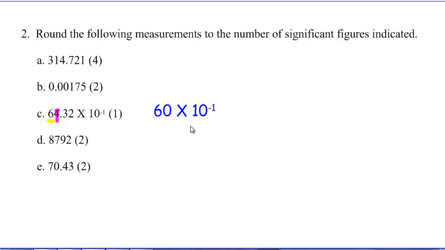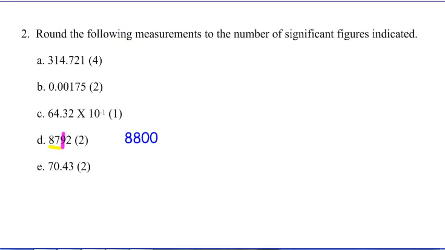The times 10 to whatever power is also a placeholder value, so I do have to bring it. Or I could change this by saying 10 to the negative first is going to be the same as moving my decimal 1 over to the left. So instead of 60 times 10 to the negative 1, I can simply just say 6.